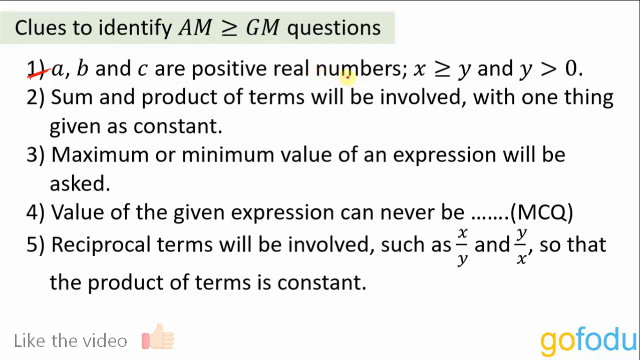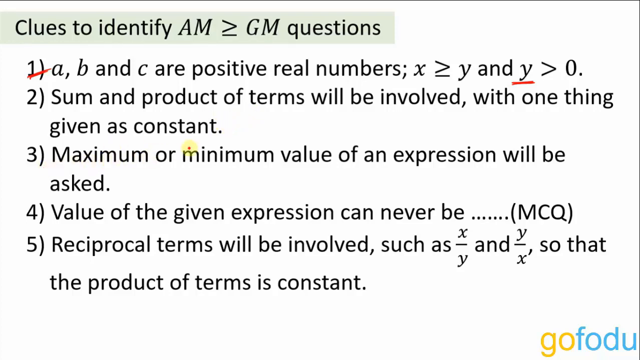Now this could be mentioned directly or indirectly, like y is greater than 0, that means y is positive, and x is greater than or equal to y, that means x is also positive. Okay, so it could be mentioned directly or indirectly, but for this property all the terms should be positive real numbers. Second clue is that sum and product of the terms will be involved, with one thing given as constant. We have solved many such questions, right?